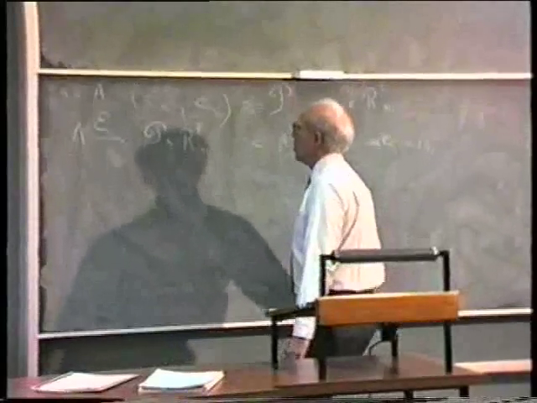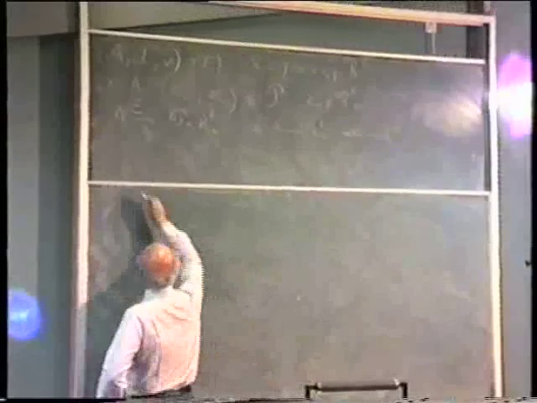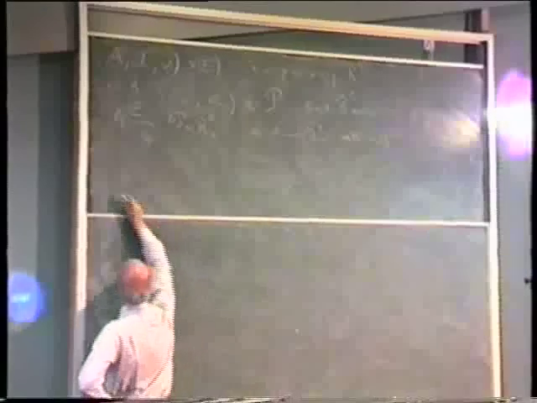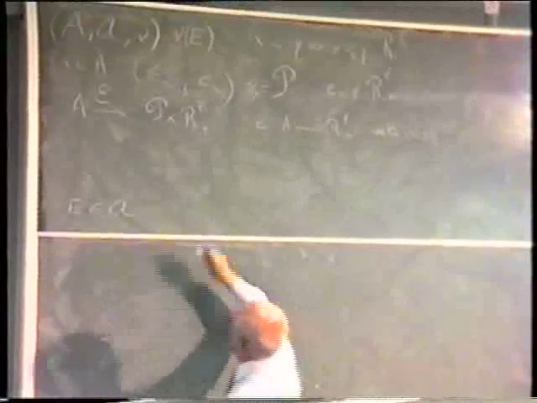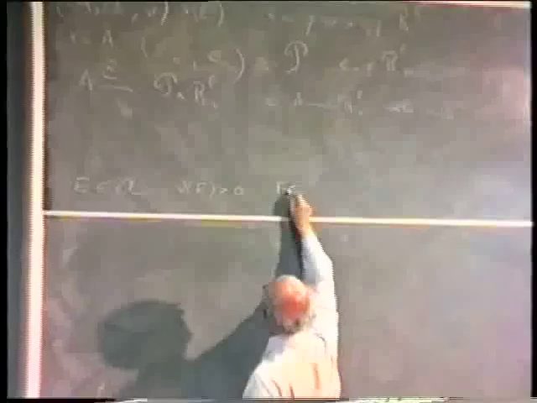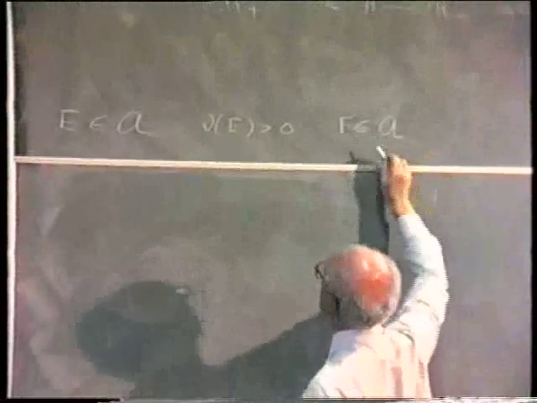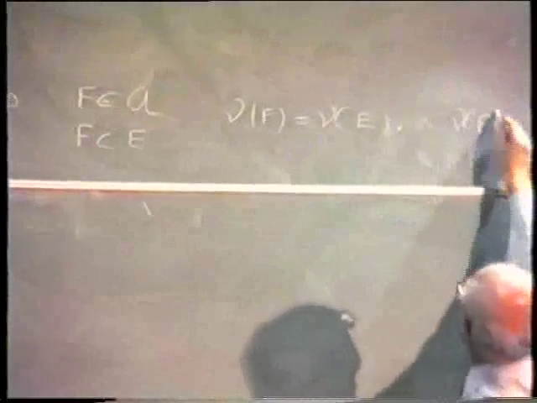And I think I have only one more concept to define to be able to state Aumann's theorem. A coalition is an atom if the following is true. First of all, the measure is strictly positive, not zero. And if you take any measurable subset F of E, then necessarily the measure of F is equal to the measure of E, or the measure of F is zero.